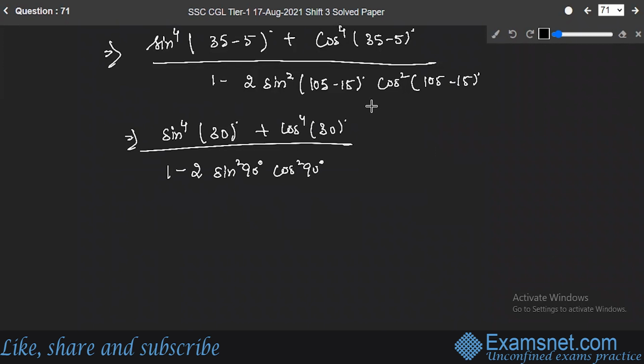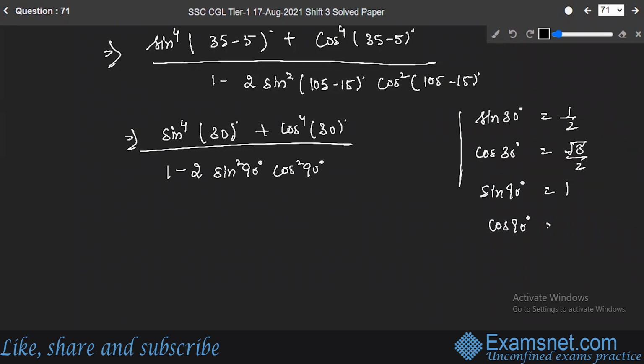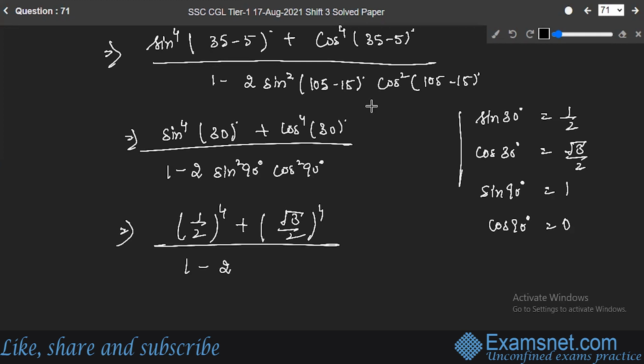Let's write down the values first of all. Sine 30 is equal to 1 by 2. Cos 30 degree is equal to root 3 by 2. Sine 90 degree is equal to 1. Cos 90 degree is equal to 0. So I'll fill in the values now. Sine 30, that is equal to (1 by 2) whole raised to power 4 plus (root 3 by 2) whole raised to power 4, divided by 1 minus 2 into 1 into 0.